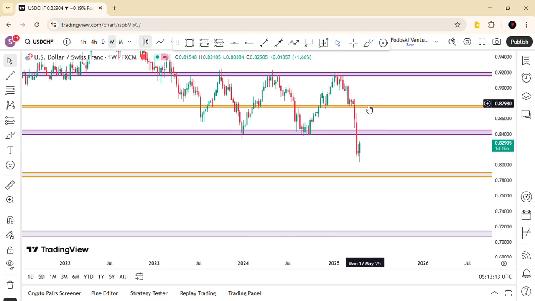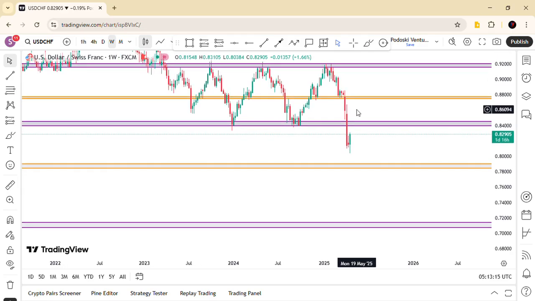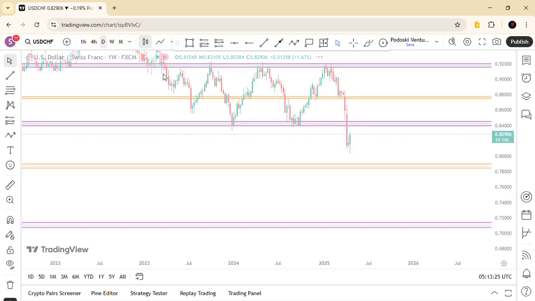Since we are here on the weekly time frame and price has broken below, we are just going to wait for a retest before we take the next sell all the way to the downside. So let's go to the daily, then to the 4 hour and prepare for that sell.